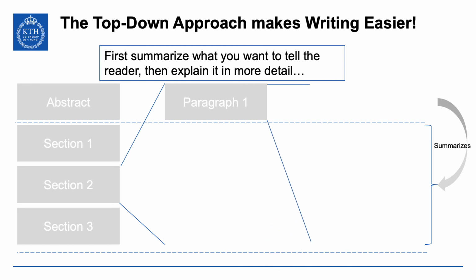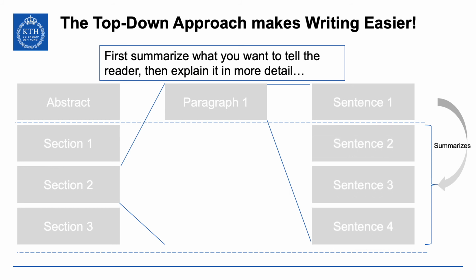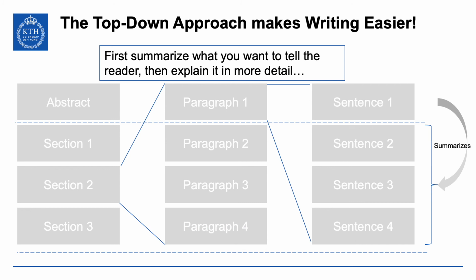And going into the first paragraph, the first sentence should summarize that paragraph again. So you write the first sentence summarizing the paragraph that summarizes the section. Then you go on to provide the other sentences of the first paragraph that explain in a bit more detail what you wrote in sentence 1. Having the first paragraph there, you just add the other paragraphs, again detailing stuff that you summarized in paragraph 1.